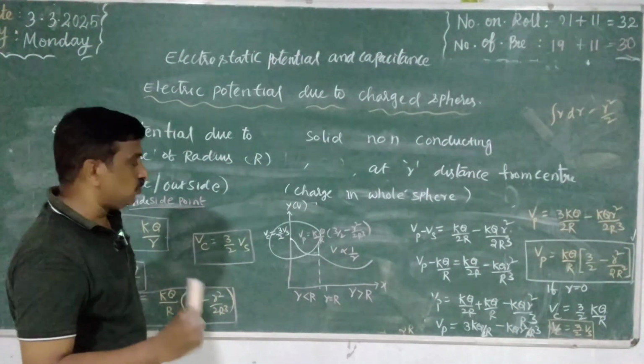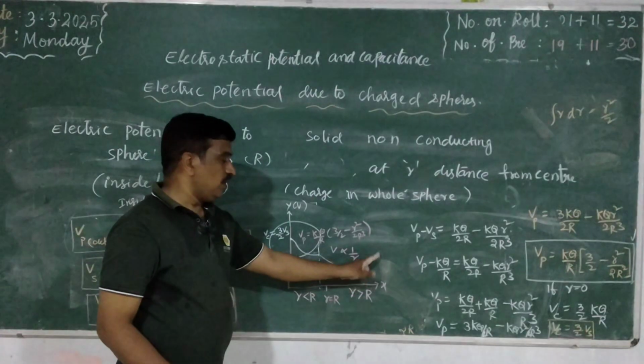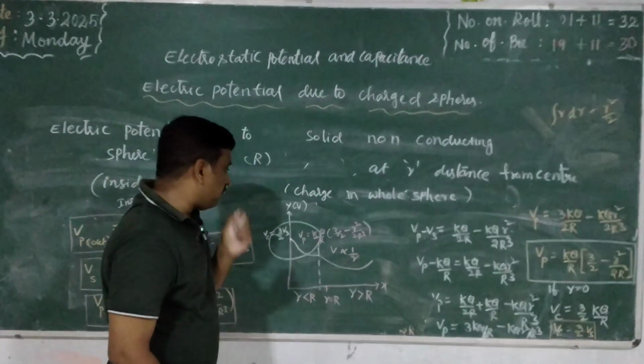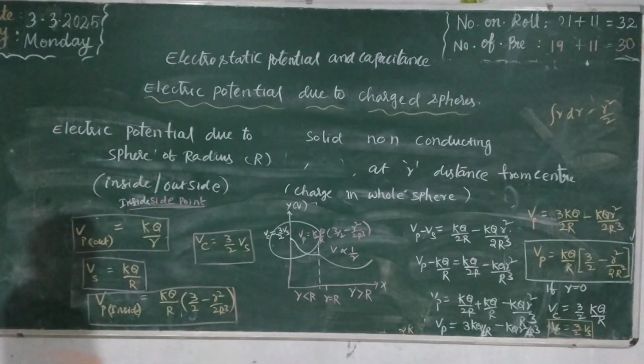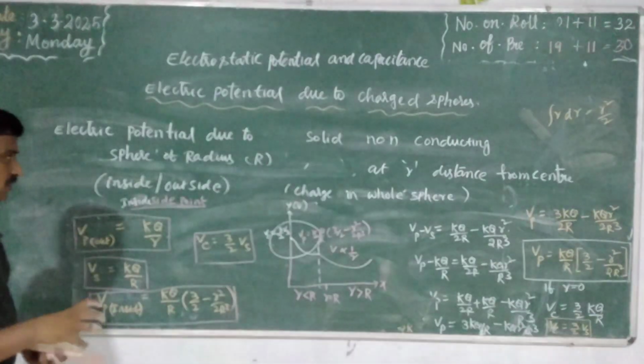Electric potential due to a non-conducting sphere: from here to here it decreases, and again it will be inversely proportional. So this is the graph for electric potential due to a solid non-conducting sphere of radius capital R.